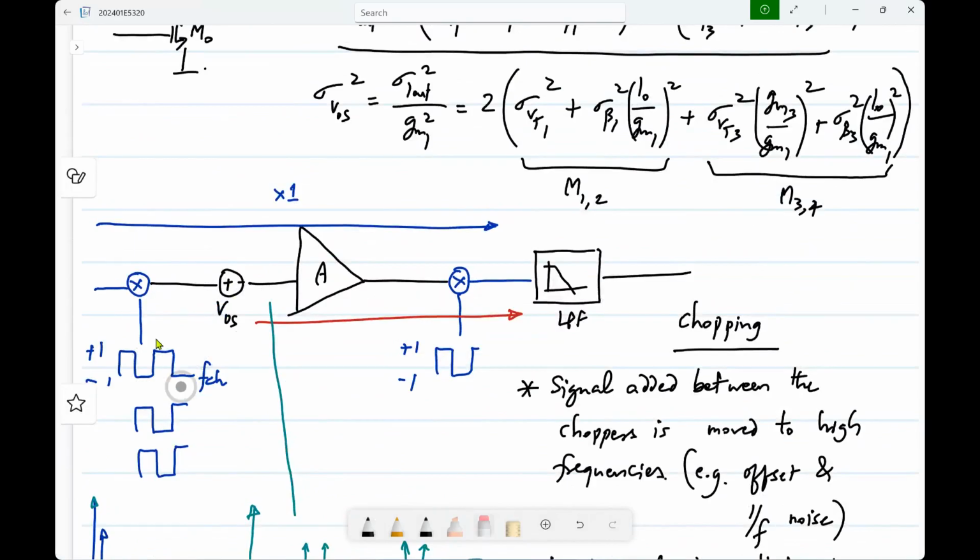Okay. So unless this is perfectly memoryless, this is not some sort of universal solution. If it is memoryless, then multiplying by +1 twice or -1 twice will cancel. But otherwise, you can't have signals around the chopping frequency, because that will fall back and can cause other problems. Okay.